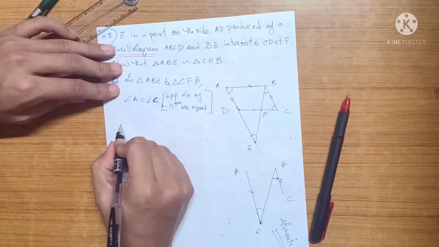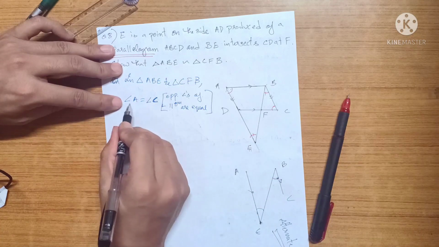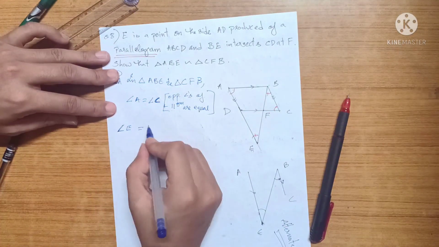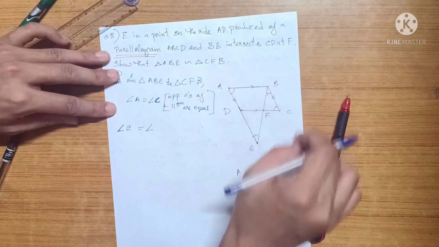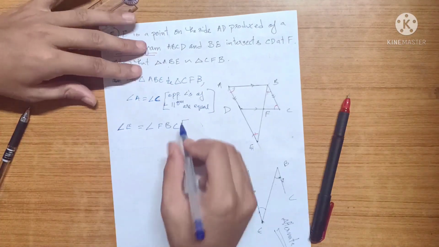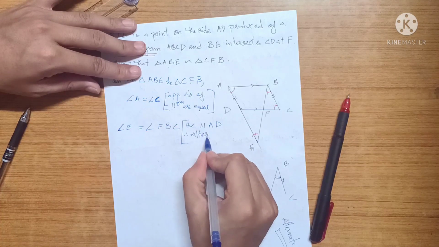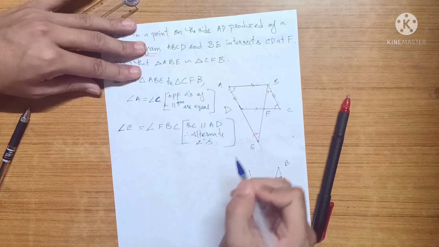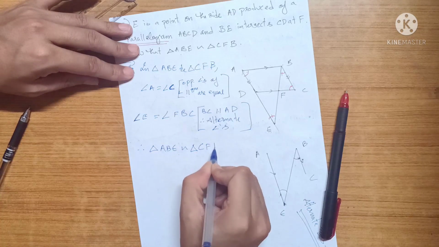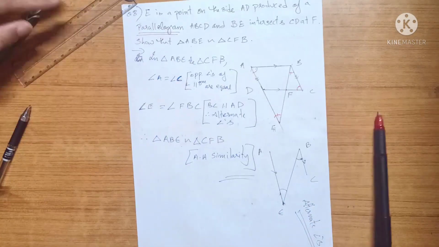So we can write angle E is equal to angle FBC. This I can write short name, but I cannot write this short name. I have to write the whole name. FBC. The reason is BC is parallel to AD, therefore alternate angles. Okay, therefore triangle ABE is similar to triangle CFB by AA similarity. And that is it.